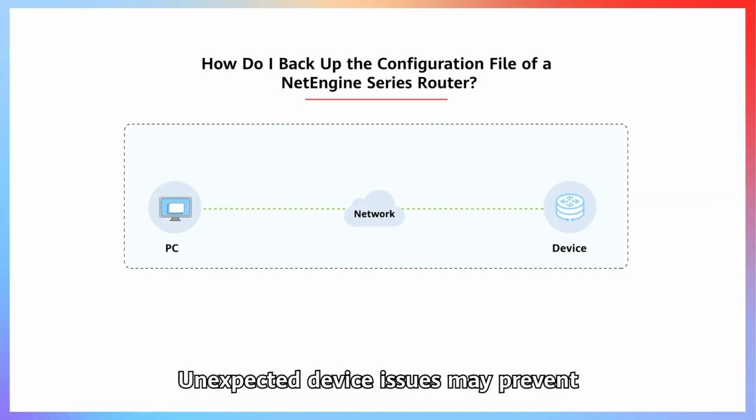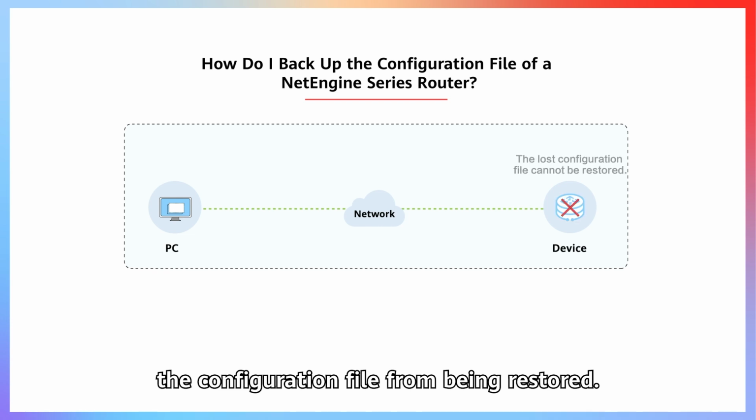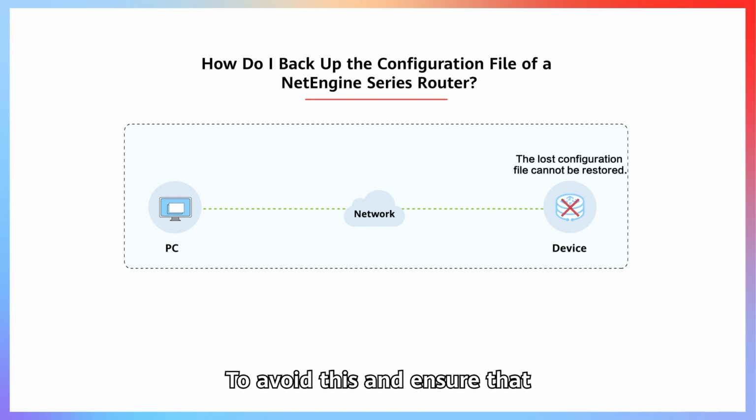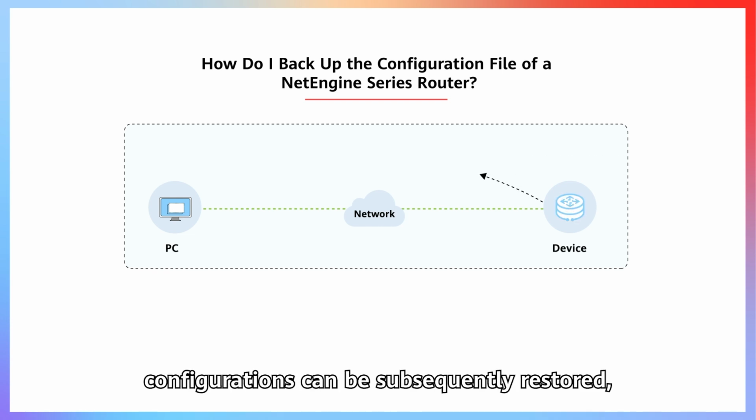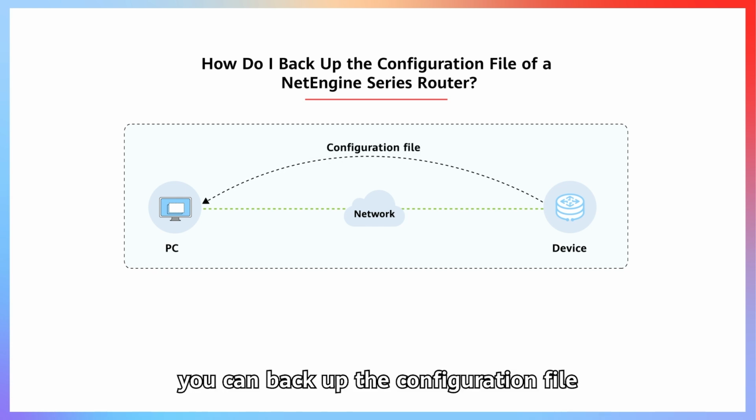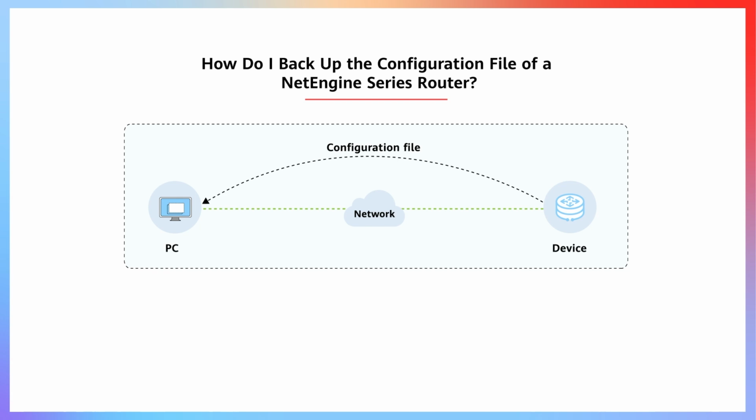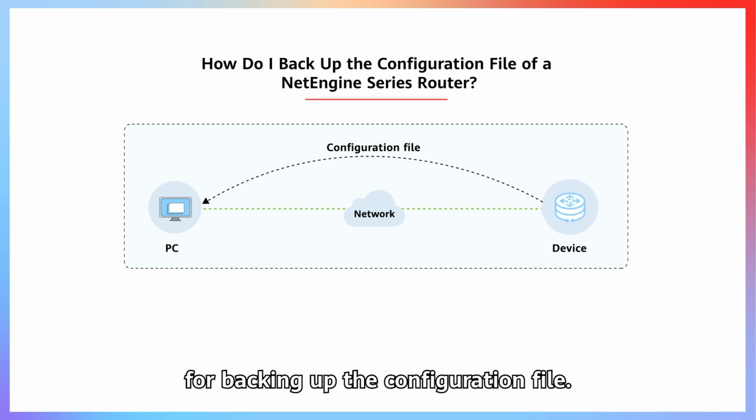Unexpected device issues may prevent the configuration file from being restored. To avoid this and ensure that configurations can be subsequently restored, you can back up the configuration file during routine maintenance. Two methods are available for backing up the configuration file.